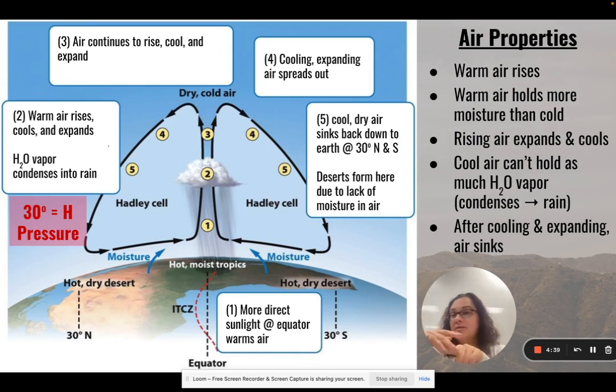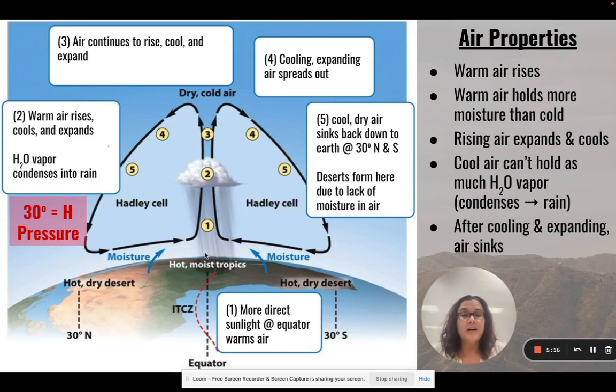It's also continuing to rise. It's also expanding. It's eventually going to start to spread out and sink back down. Now on Earth, that air sinks back down right around the 30-degree latitudes, north and south. If you look on a map at the 30-degree north and south latitudes, that's cool, dry air that's coming down, right? We typically have deserts form there. We have really dry, arid areas.